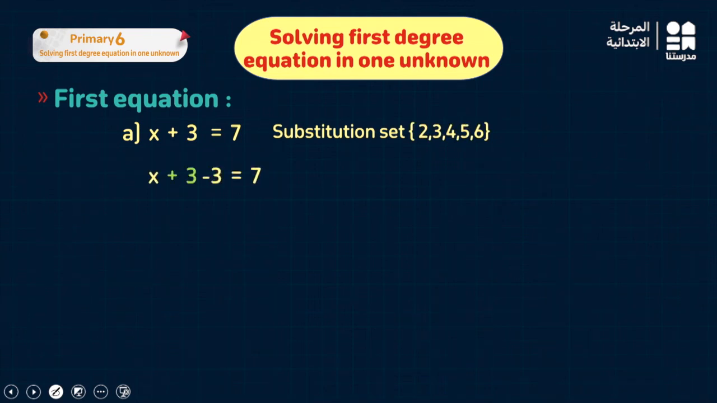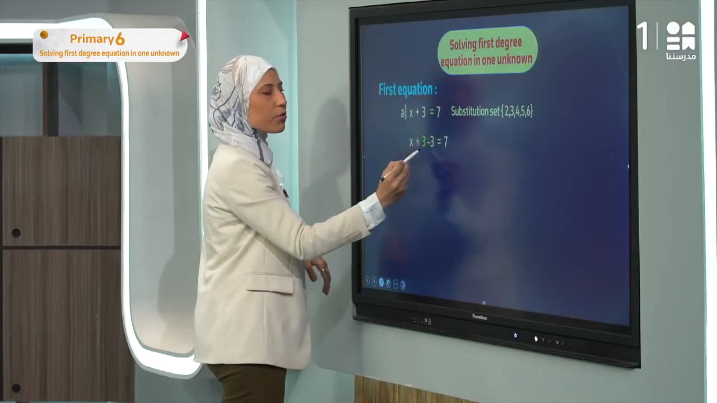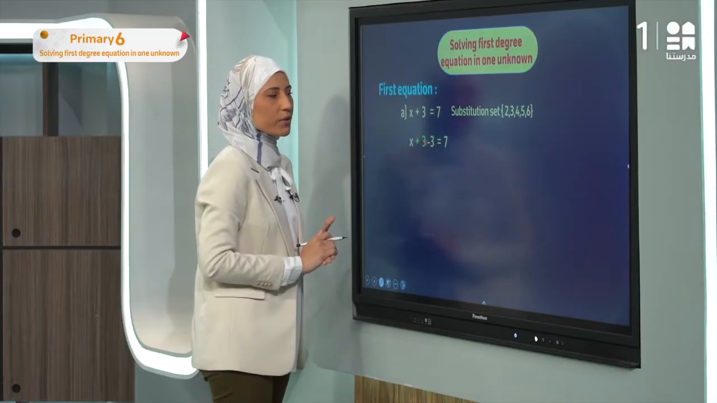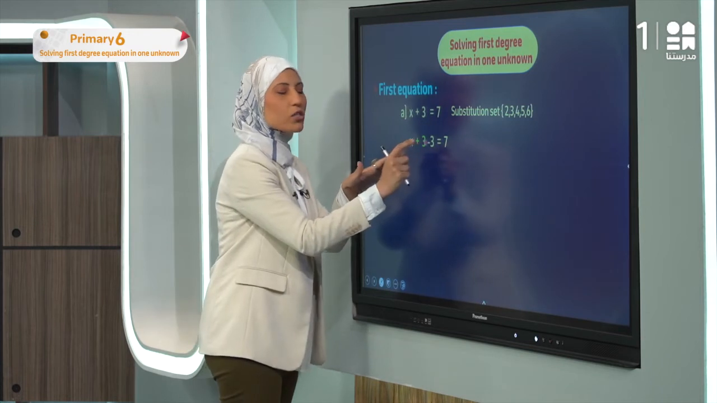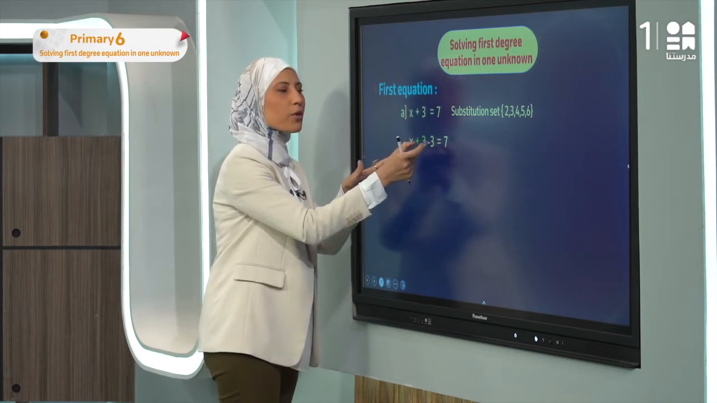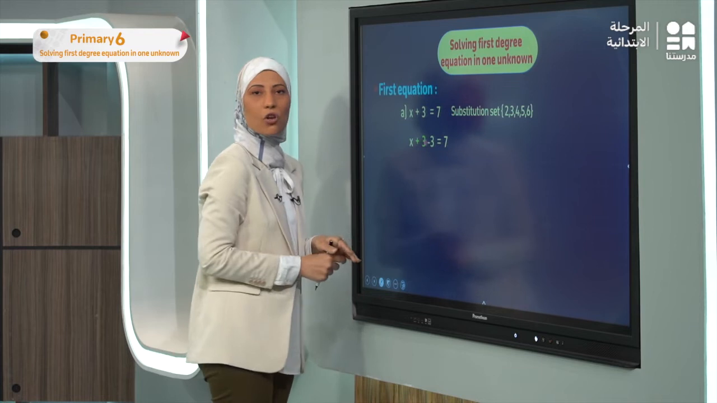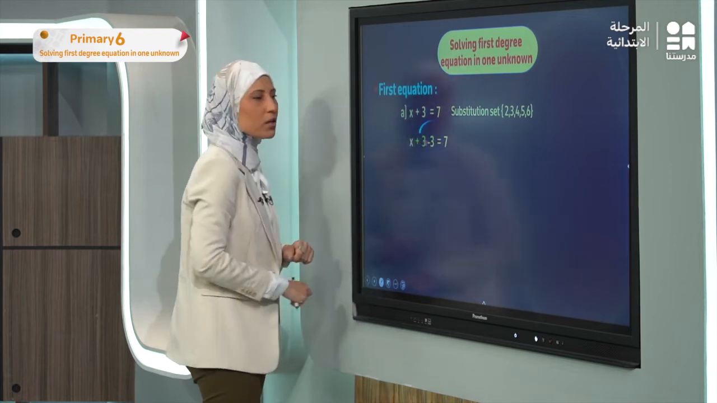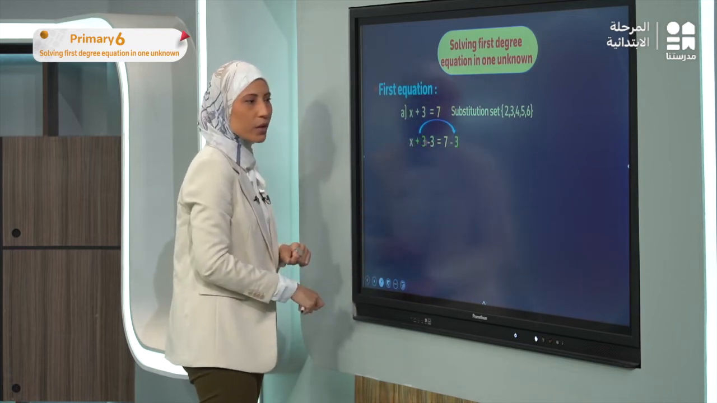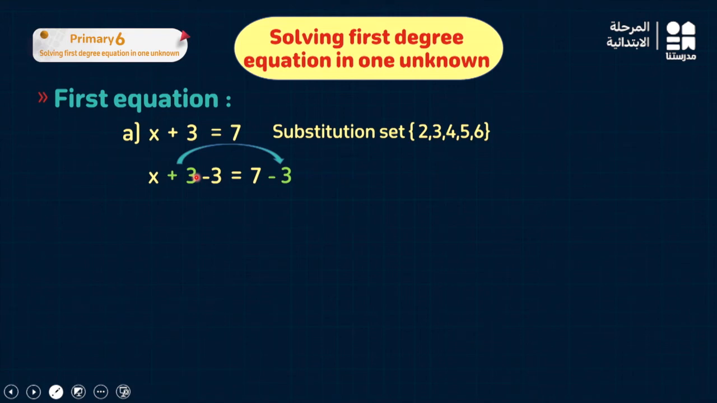So if I do minus 3, x plus 3 minus 3 equals 7. But I cannot stop at this point. I cannot subtract the 3 without doing the same in the second side. I am going to make 7 minus 3. So x plus 3 minus 3, the plus 3 and minus 3 are going to cancel. And I will have x equals 7 minus 3, so x equals 4.